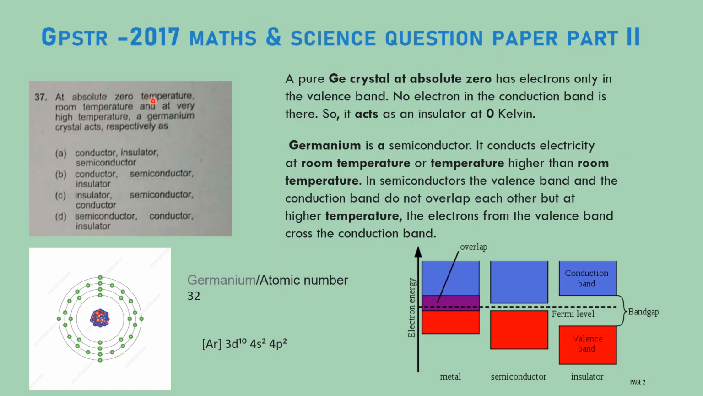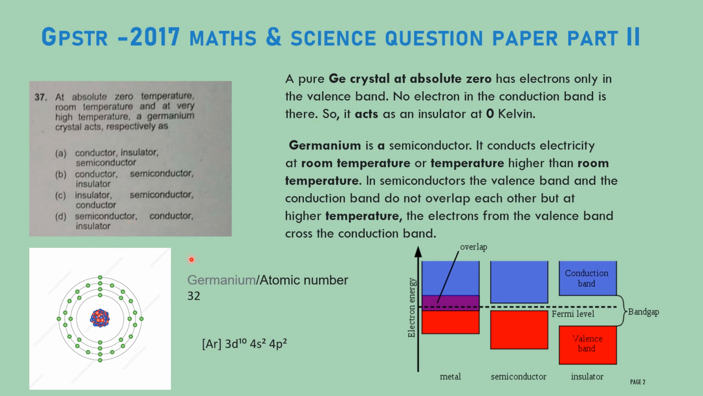At absolute zero temperature, room temperature and very high temperature, a germanium crystal acts respectively as what? How will the germanium crystal act at different temperatures? They are asking this question. The options are given here. Option A, conductor, insulator, semiconductor. Option B, conductor, semiconductor, insulator. Option C, insulator, semiconductor, conductor. Option D, semiconductor, conductor, insulator.